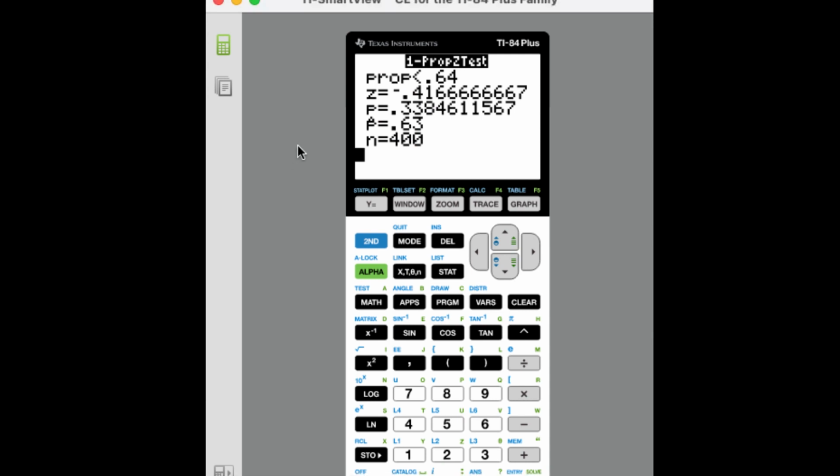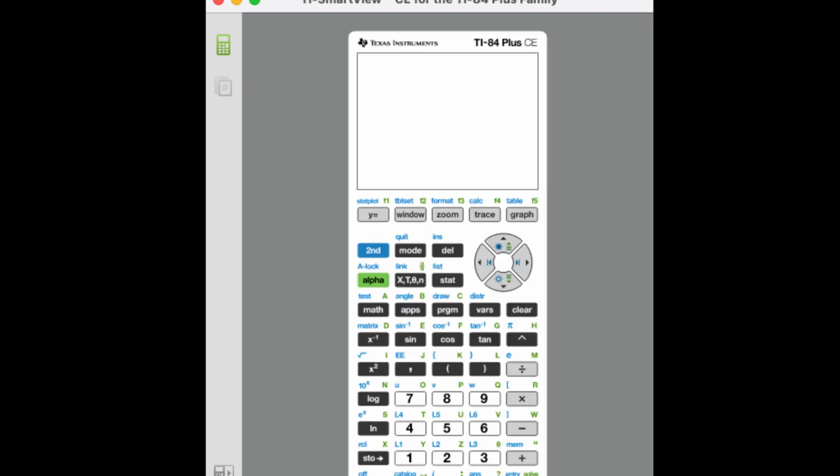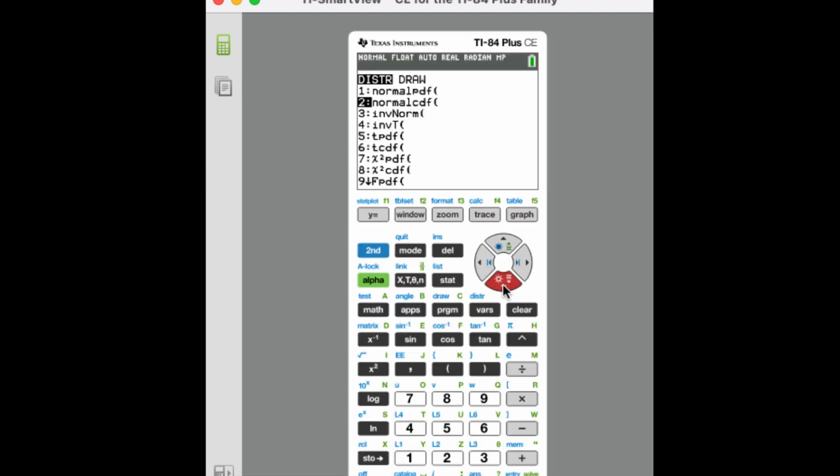And again, if I said to you guys, I'm going to go back and use the fancy dancy, second distribution, inverse norm, 0.01, and that's going to go to the right. Paste that in. What is the critical value going to be? 2.33.